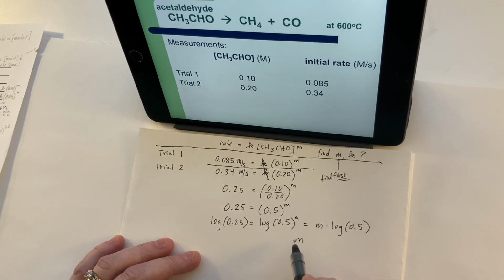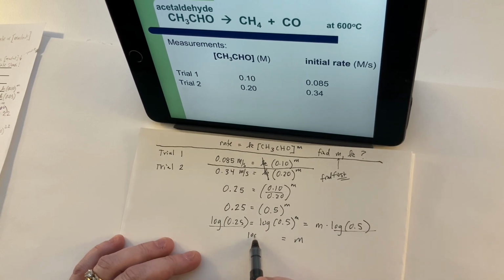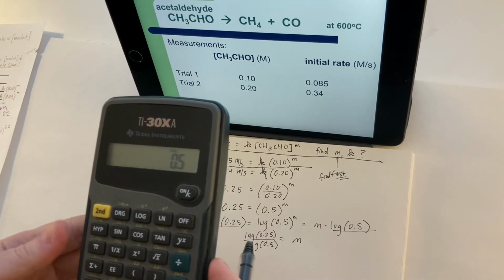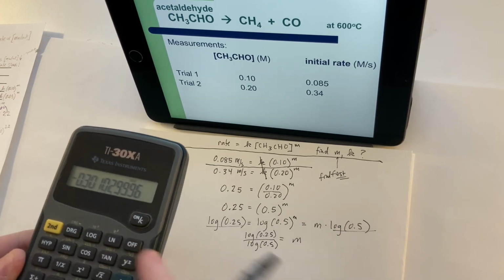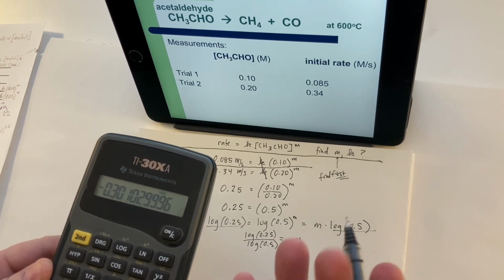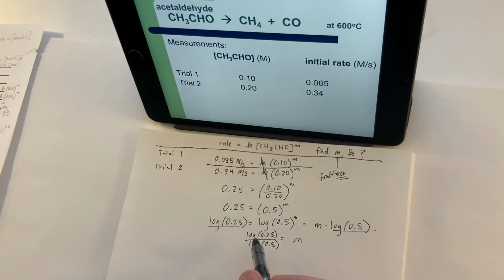So now M is equal to, I'm going to divide both sides of the equation by this log of 0.5. So I got log of 0.25 divided by the log of 0.5. Yeah, so we just put it in the calculator. If you have a nice simple calculator like mine, you have to put the number in and then take the log. But fancier calculators, you have to hit log first. So you decide what you're going to do.